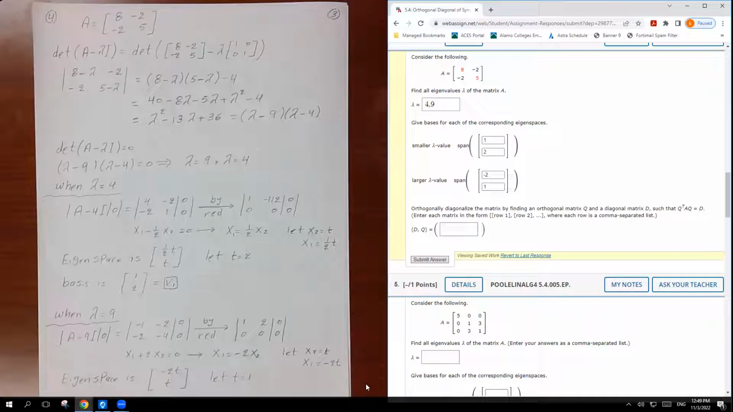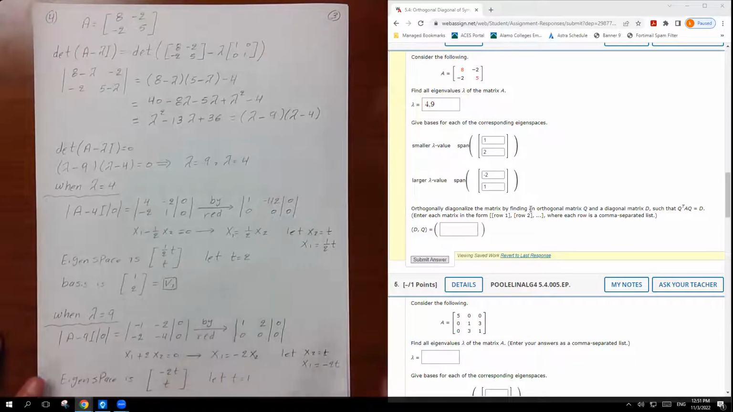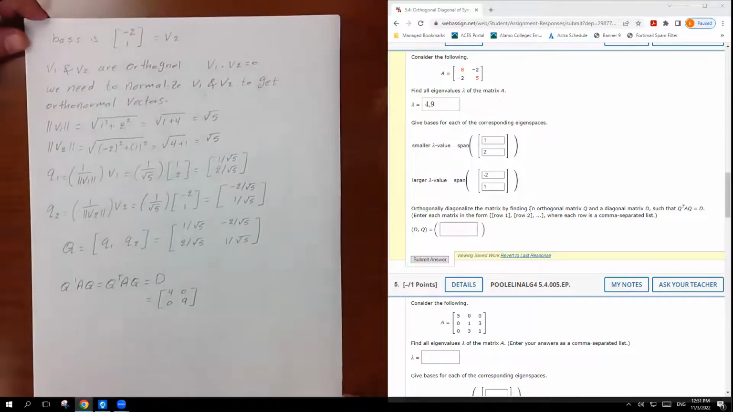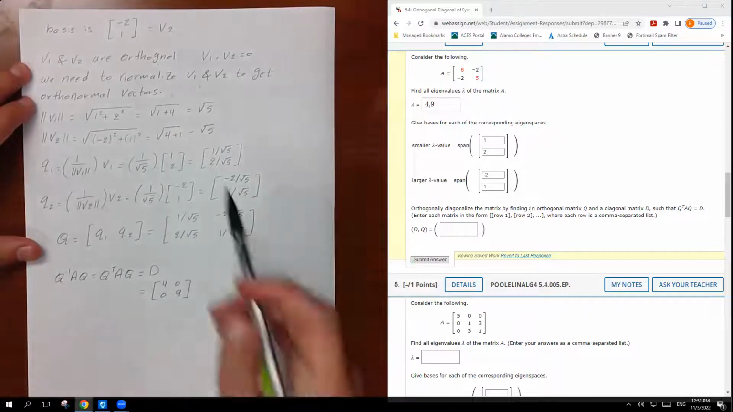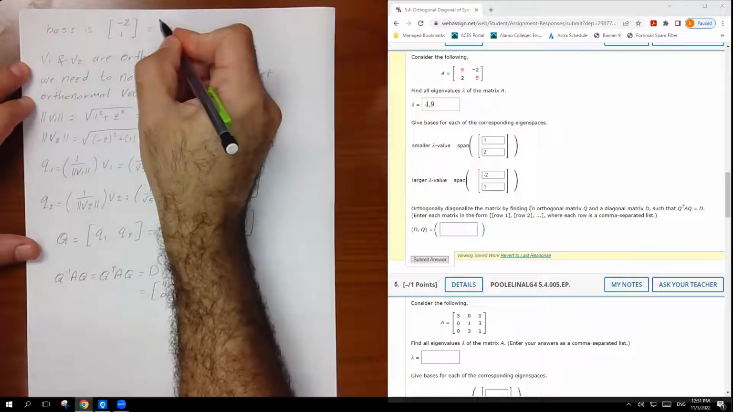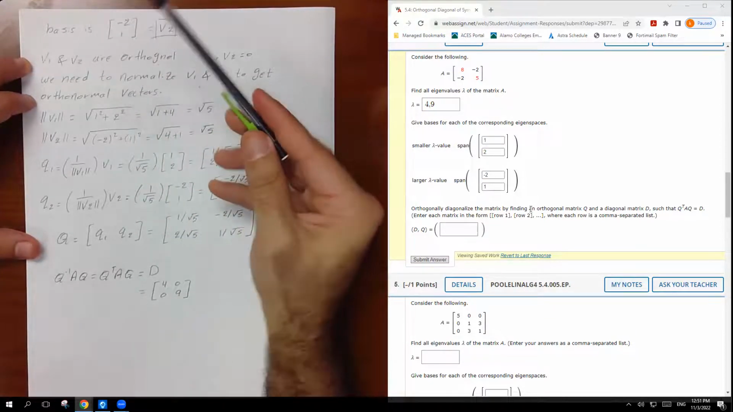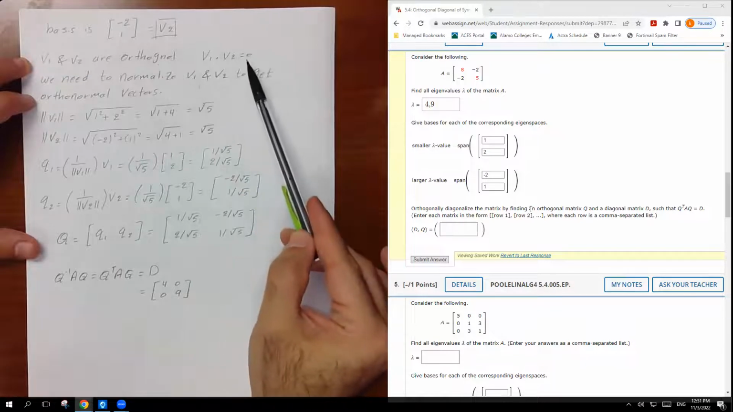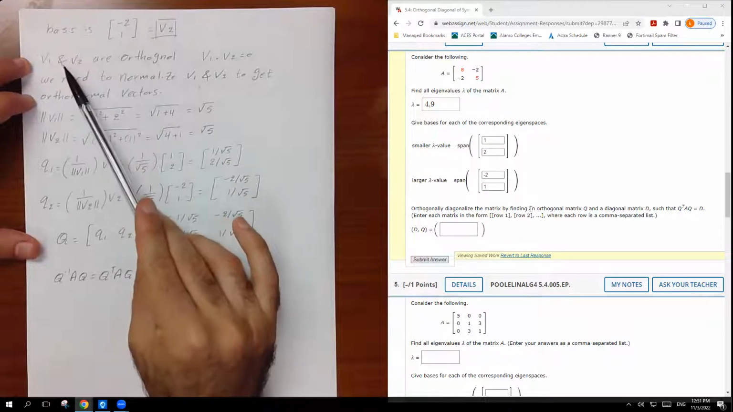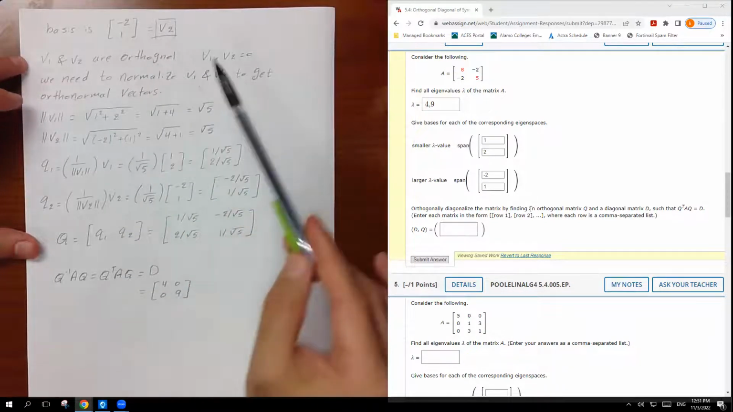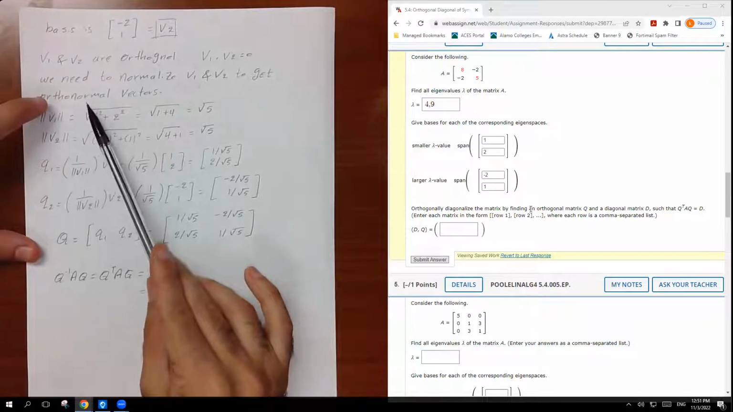Now the next step, we're going to find the Q matrix. V1 equals 1, 2, and V2 is going to be -2 and 1, the basis for the second eigenvalue. Again, we can check V1 and V2. The dot product between V1 and V2 equals 0. That means V1 and V2 are orthogonal. We need to normalize V1 and V2 to find orthonormal vectors.